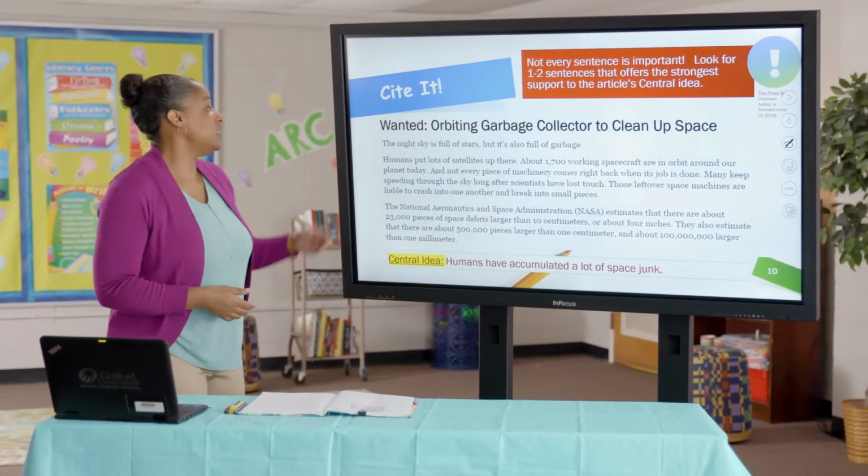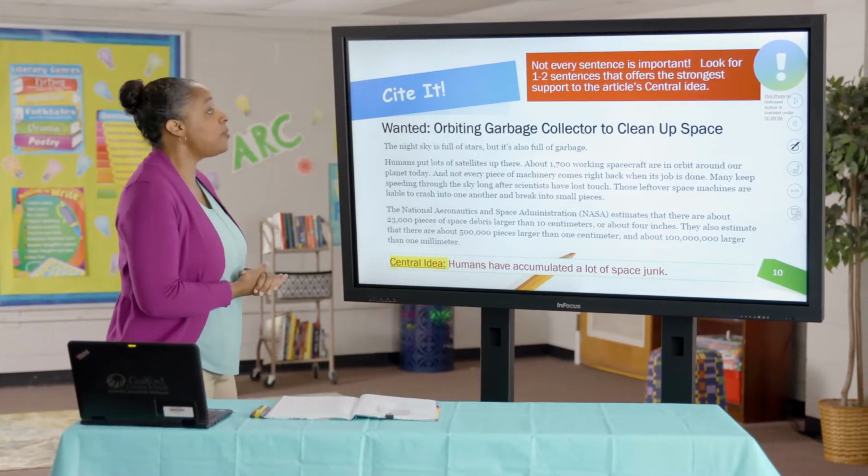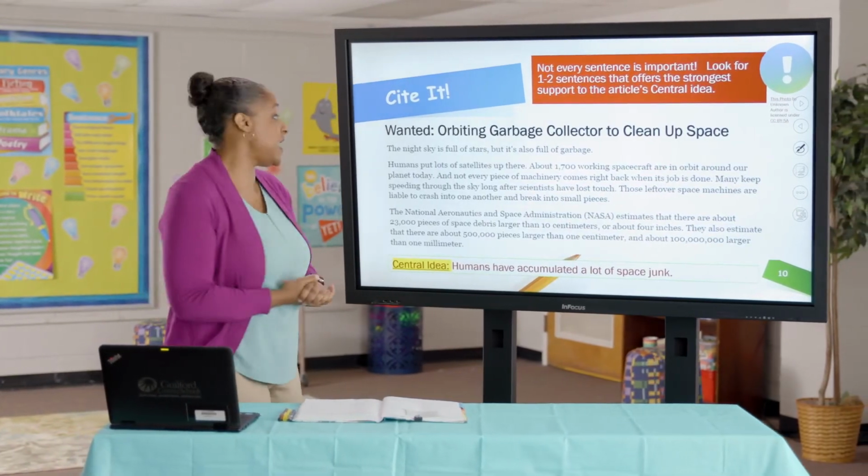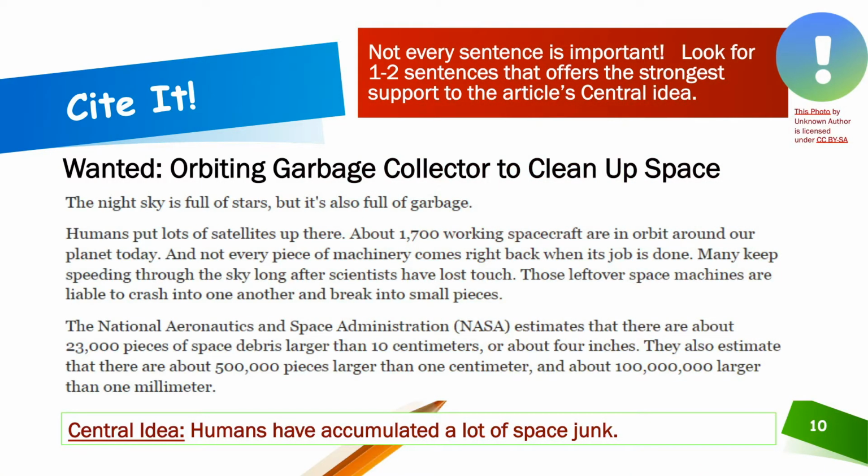This is the first section, and it's titled Wanted, Orbiting Garbage Collector to Clean Up Space. The night sky is full of stars, but it's also full of garbage. Humans put lots of satellites up there. About 1,700 working spacecraft are in orbit around our planet today. And not every piece of machinery comes right back when its job is done. Many keep speeding through the sky long after scientists have lost touch. Those leftover space machines are liable to crash into one another and break into small pieces.